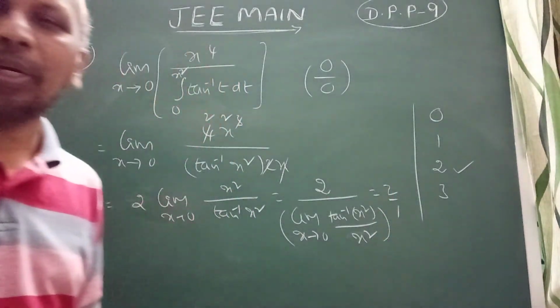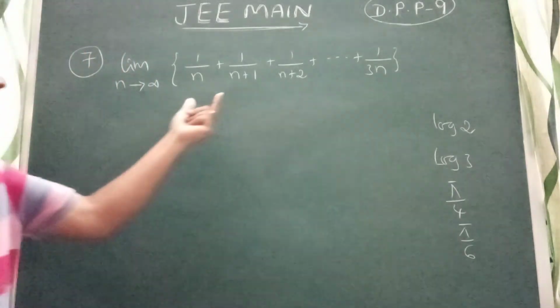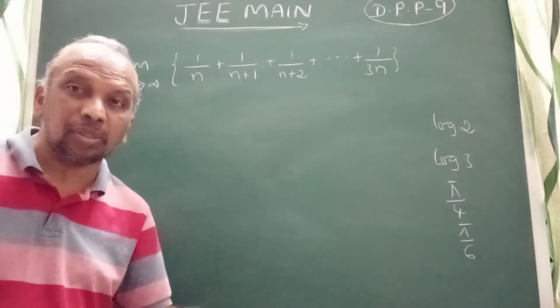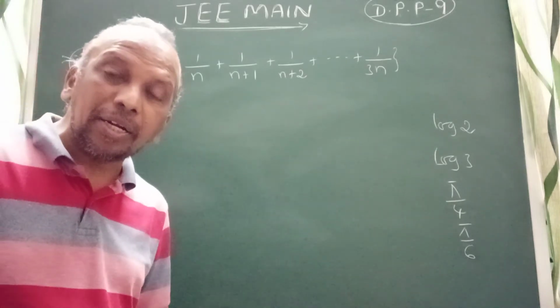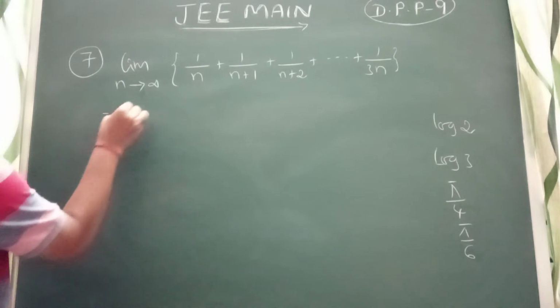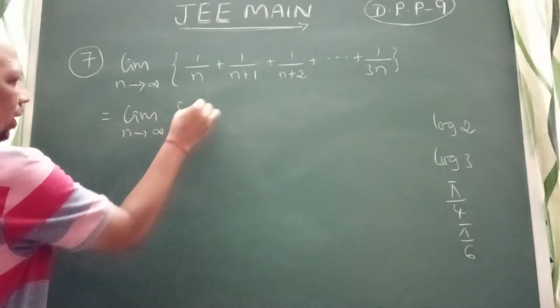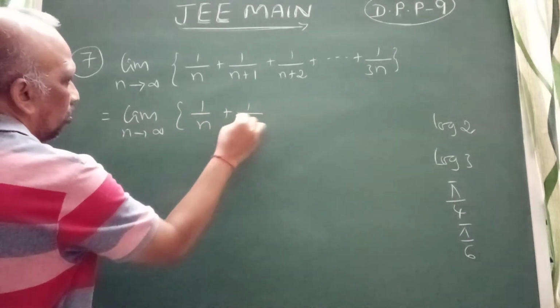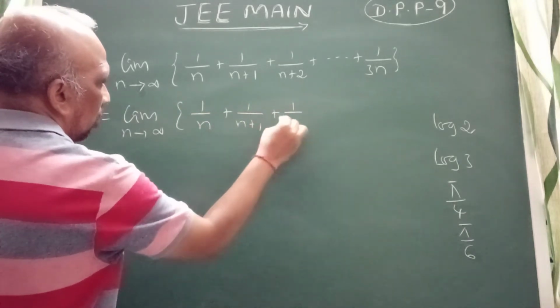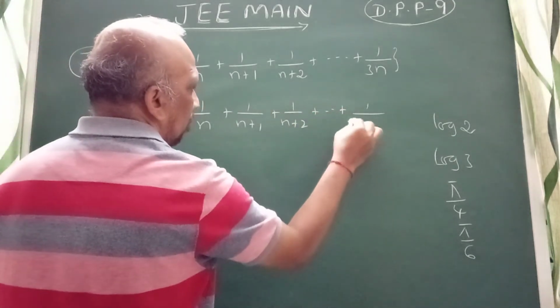We do the next one now. Now here, always remember this one, limit of sum, but we can write in terms of definite integral. Definite integral is a limit of sum. We should use that concept. For that, what we do here, limit n tends to infinity. You can write 1 by n, 1 by n plus 1, 1 by n plus 2, and so on. This I can write 1 by n plus 2n.